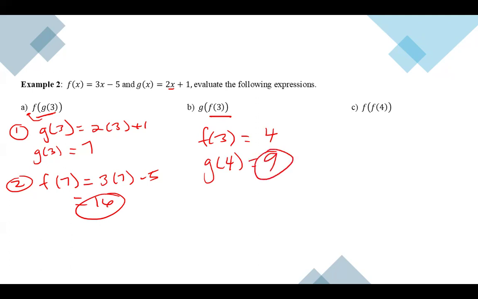All right. C was a little different. I'm putting the function back into itself, right? So what did you get for f of 4? And then you're going to take 7 and plug it back in, and you get 16.